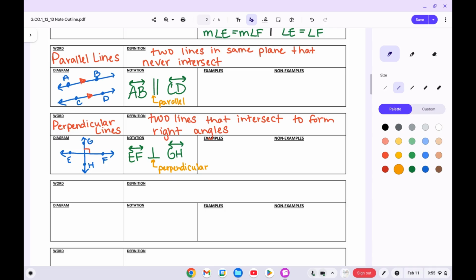Again, you might see that show up in directions for a problem when they're maybe giving you information in a diagram. It's also just a really nice shorthand so we don't have to write out the word perpendicular all the time.